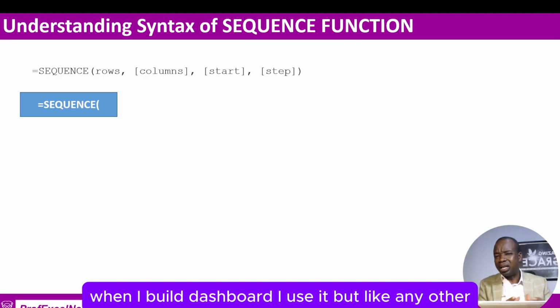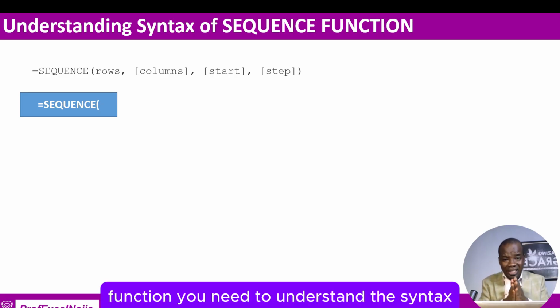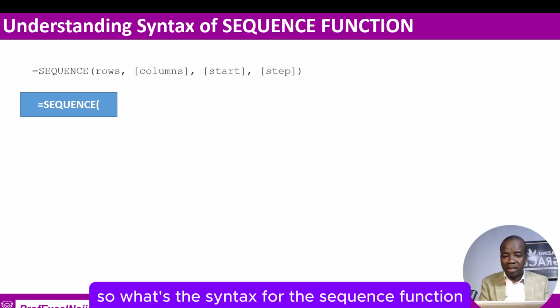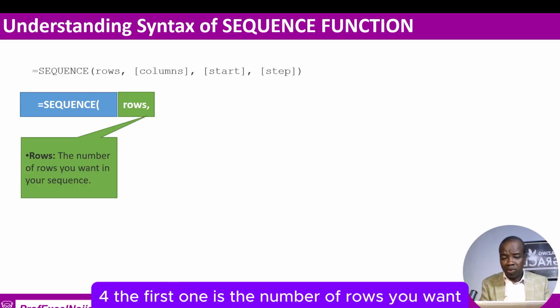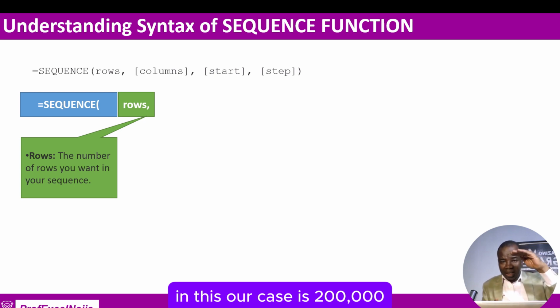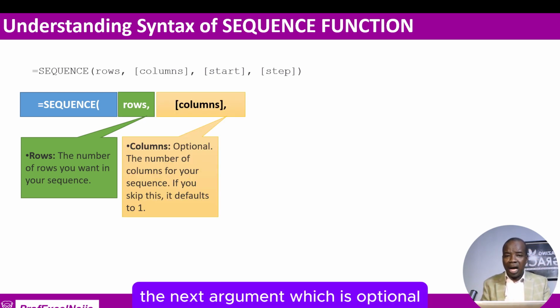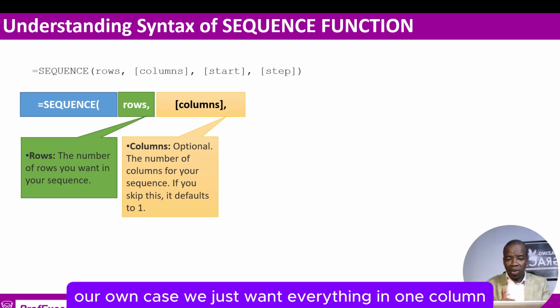But like any other function, you need to understand the syntax. So what's the syntax for the sequence function? It takes 4 arguments. The first one is the number of rows you want. In our case, it is 200,000. The next argument, which is optional, is the number of columns you want. In our case, we just want everything in one column.